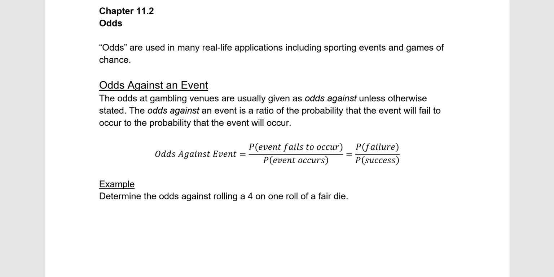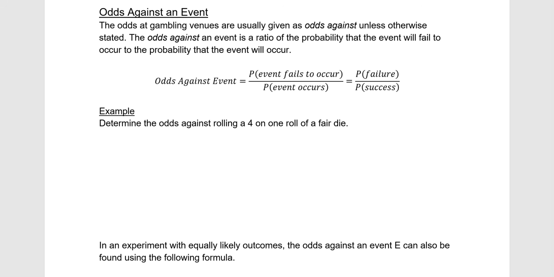What this is, it's a ratio of the probability that the event will fail to occur to the probability that the event will occur. Written as a ratio or a fraction, the odds against an event is the probability the event fails to occur divided by the probability that the event occurs, which we can just remember as the probability of failure divided by the probability of success. Let's look at this example.